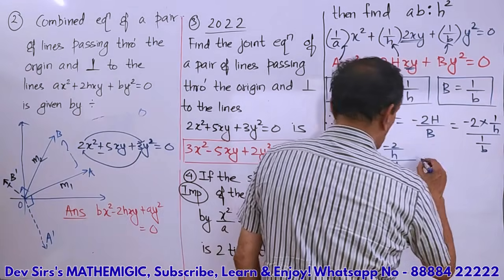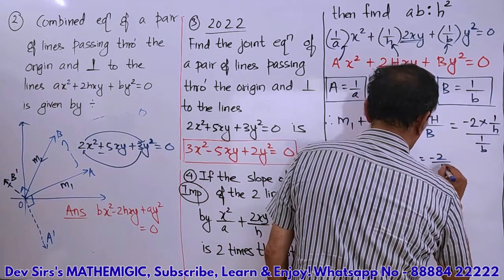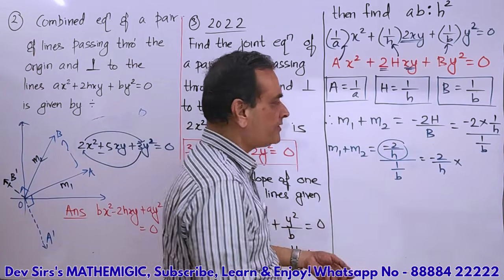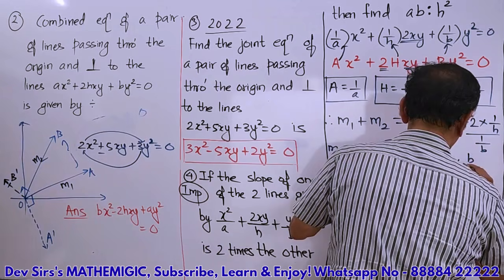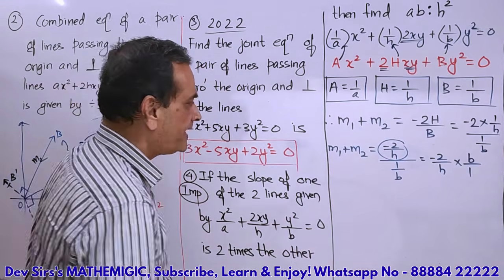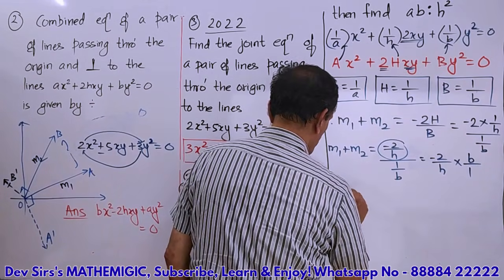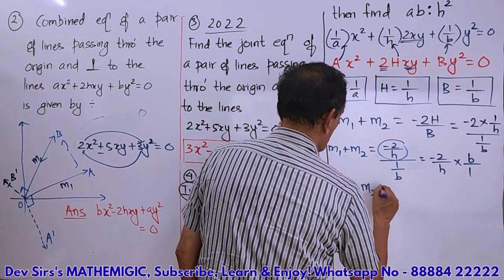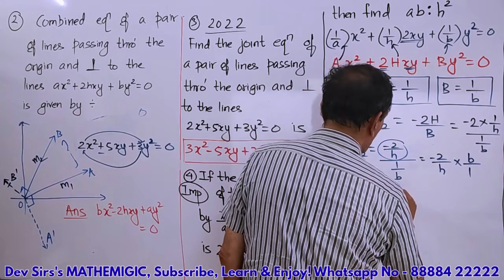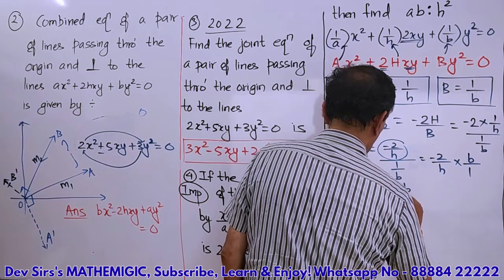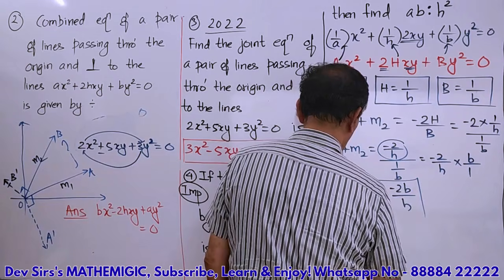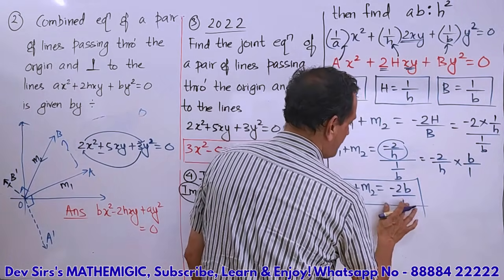Standard formula: numerator into reciprocal of denominator, that is b upon 1. So what do you get? m1 plus m2 equals minus 2b upon h. This is the first equation.